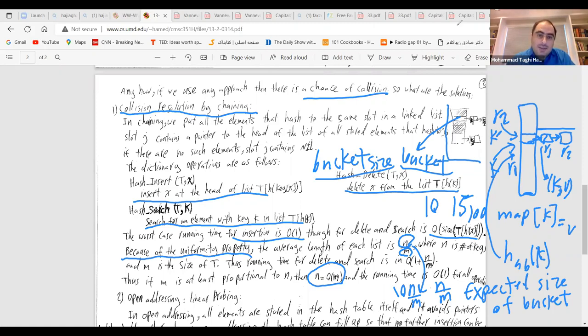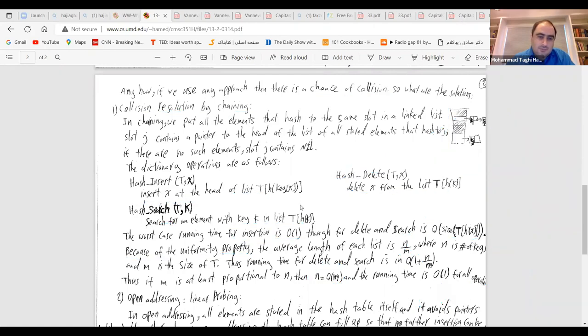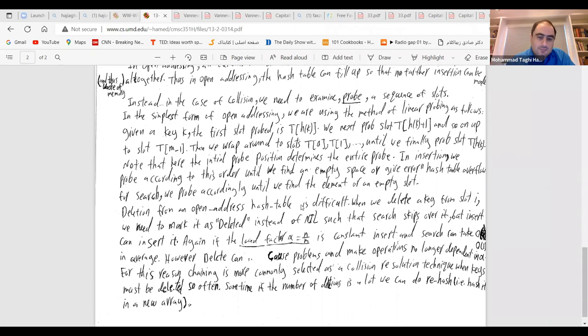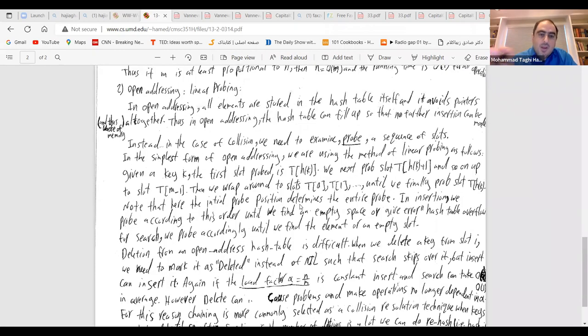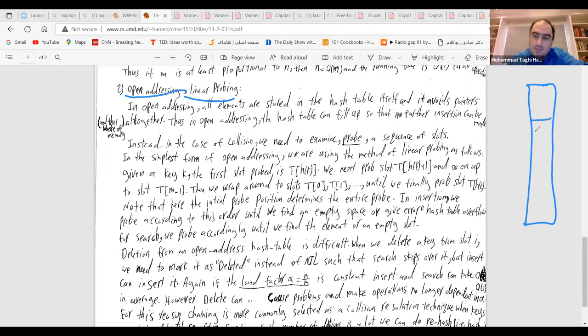Another way that exists, the second way, is called open addressing or linear probing. So what is open addressing? Here we have only an array of size m. So we have an array of m.